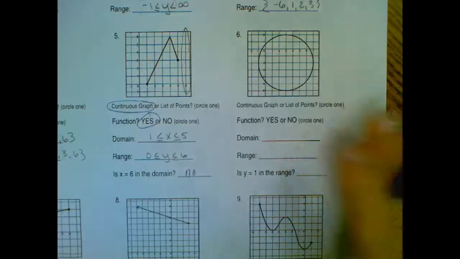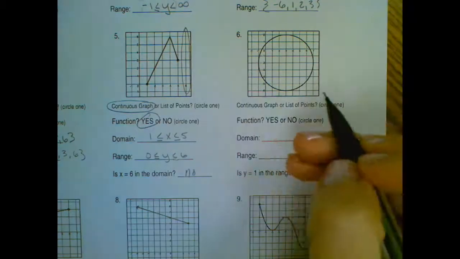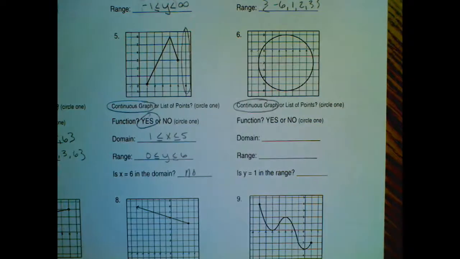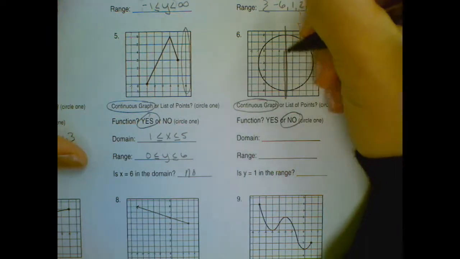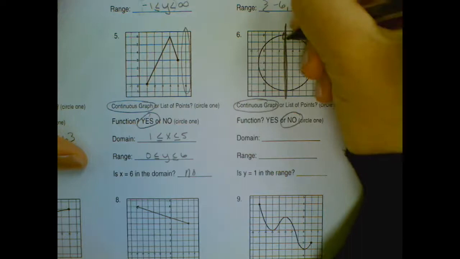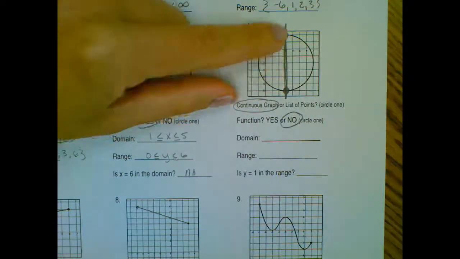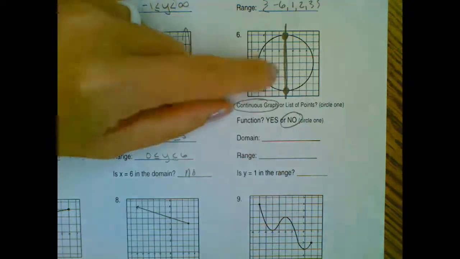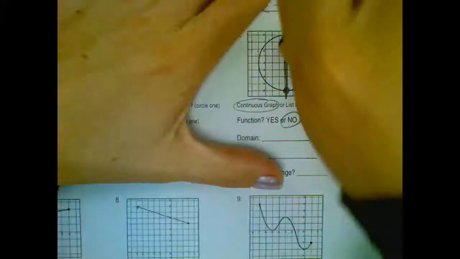Okay, at number 6 here, we have a continuous graph, so it's definitely connected point by point. This would not be a function, and here's why. If we were to draw a vertical line, right here and right here, that graph would cross that vertical line, or that vertical line would cross the graph 2 times. So we would say, no, this is not a function.